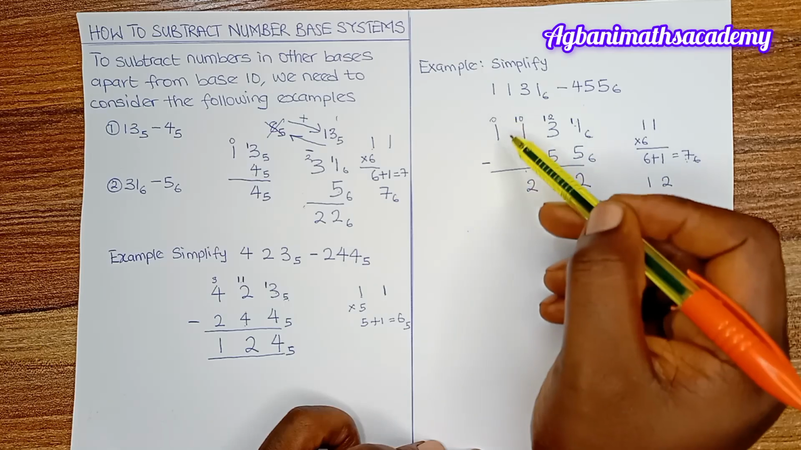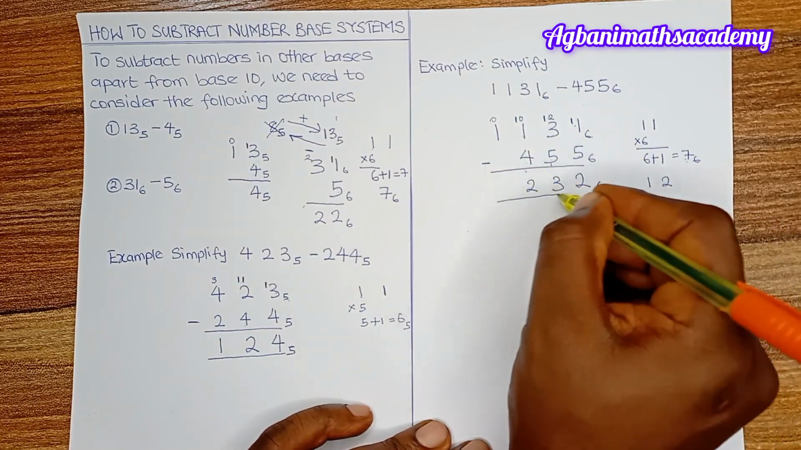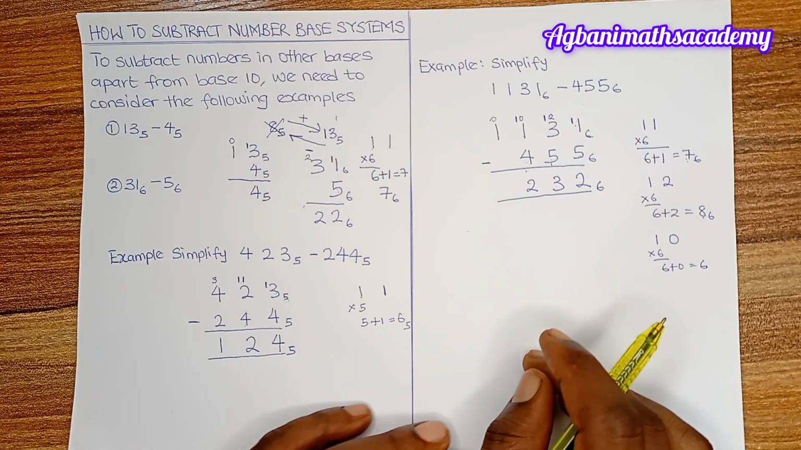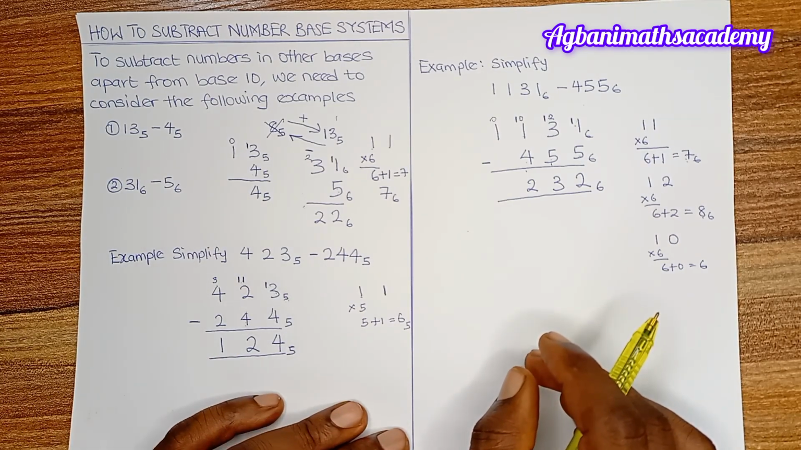Now we have 0 here. 0 minus 0 will give us 0. So this becomes our final answer. 2, 3, 2 base 6. Very simple. Hope you understood what we have done.